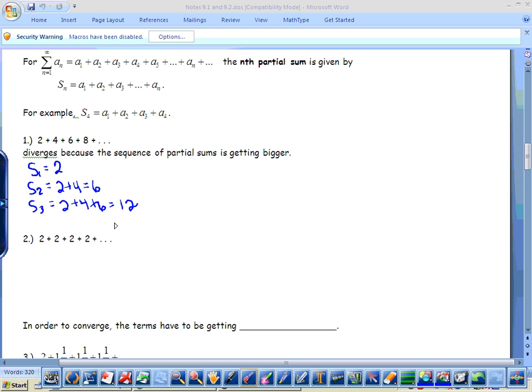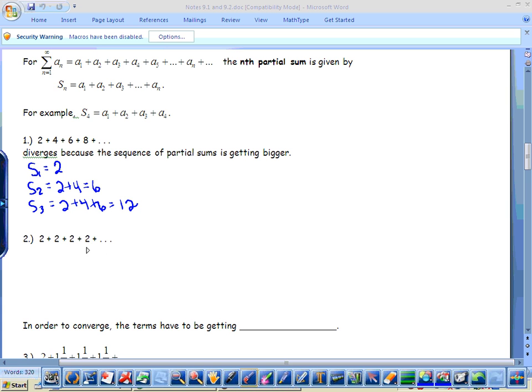So every time I add on another term, what's happening to the sum? It's getting bigger and bigger and bigger. So that sum will never actually approach one specific number. It's going to approach infinity. So that's why it's said to diverge. Okay, what do you think 2 plus 2 plus 2 plus 2 plus 2 forever and ever? Is that going to converge or diverge?